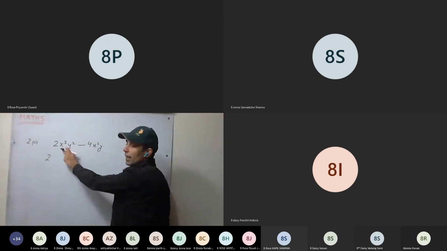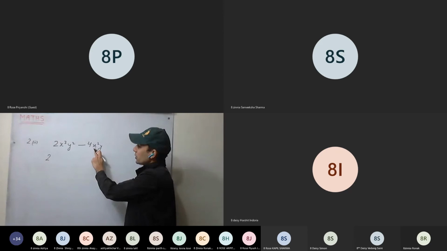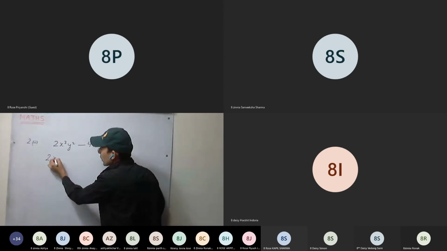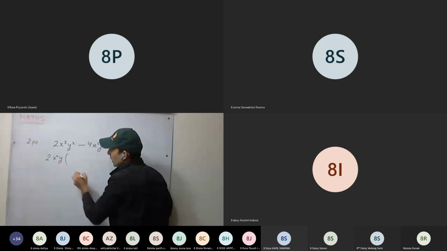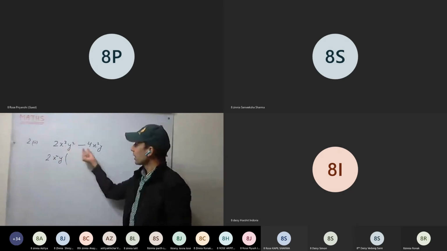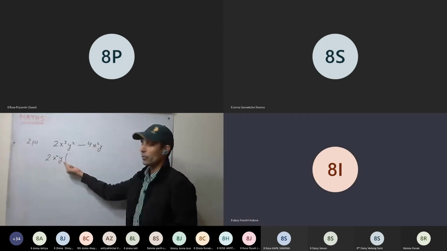Now with variables x cube, x square. So what will be common? x square. And y square, y. Now what will remain inside? Both these terms we will divide by 2x square y.